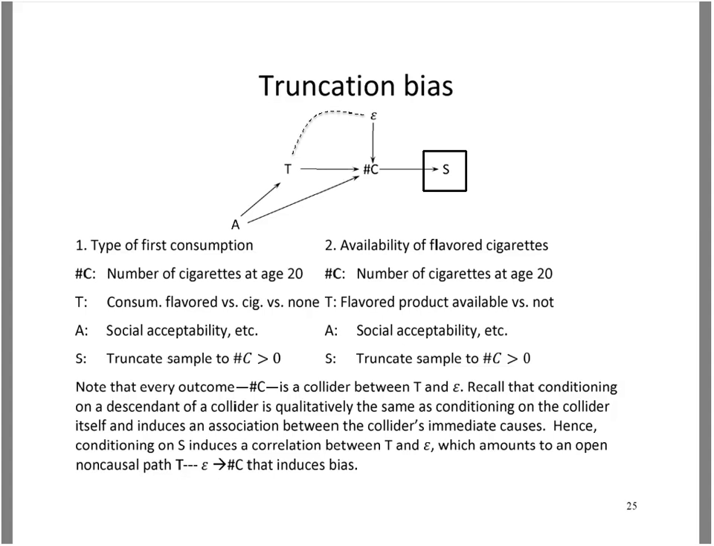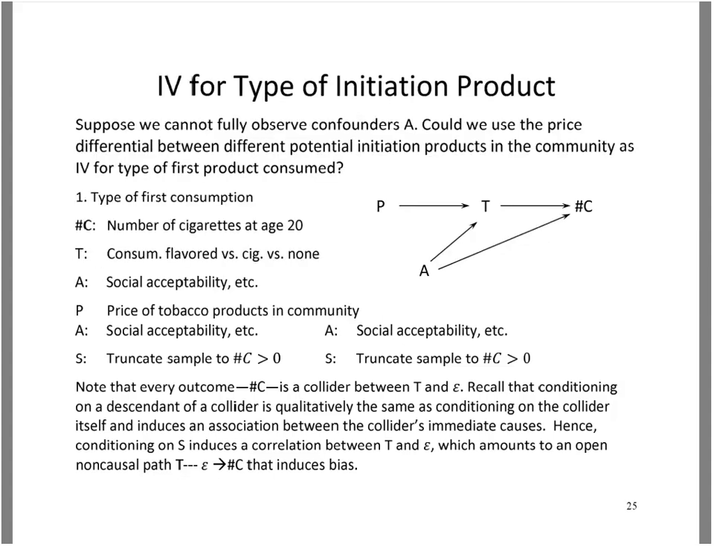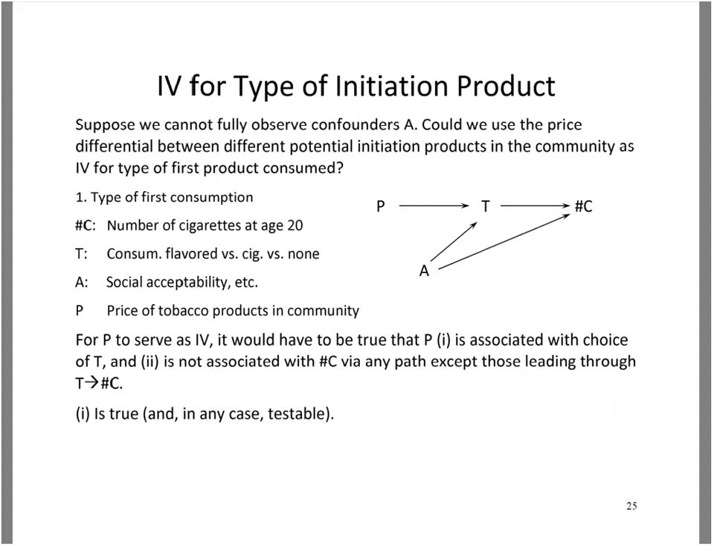Structure of truncation bias. Okay, but suppose we're with it enough not to truncate our sample in this inadmissible manner. Well, then you might say, perhaps I don't fully observe my confounders, and hence I can't block this backdoor path. Can I find an instrumental variable for my treatment? So let's see.